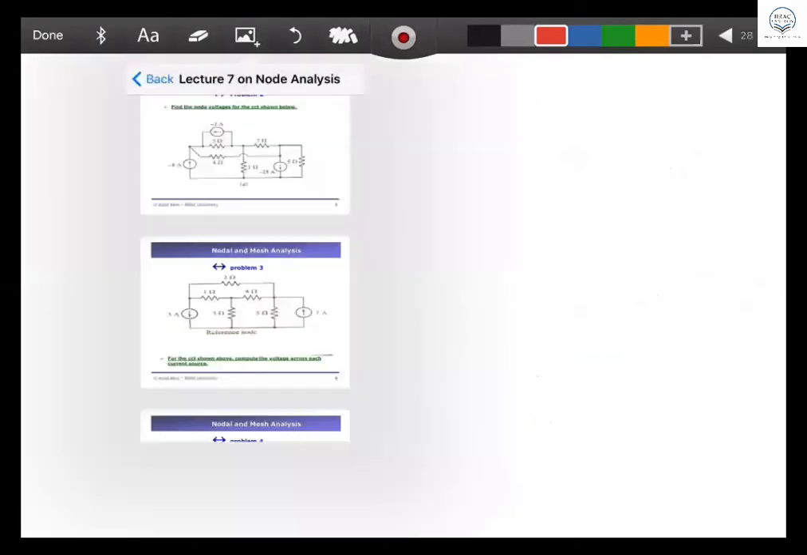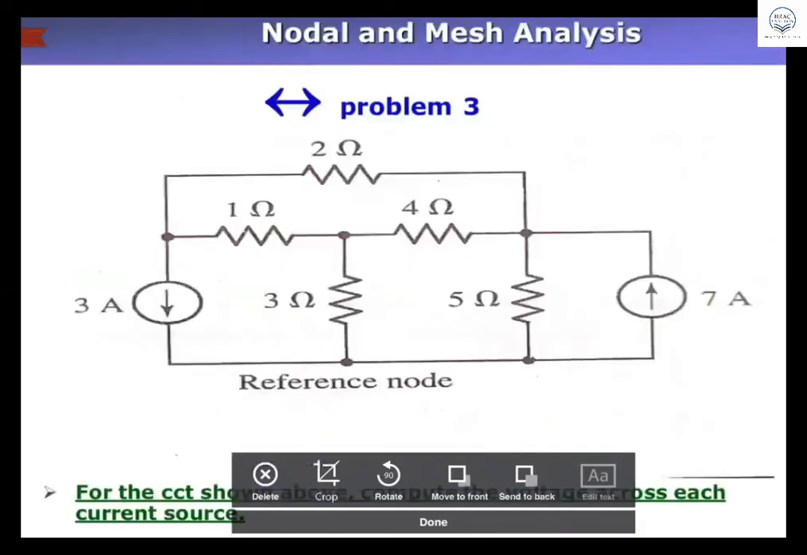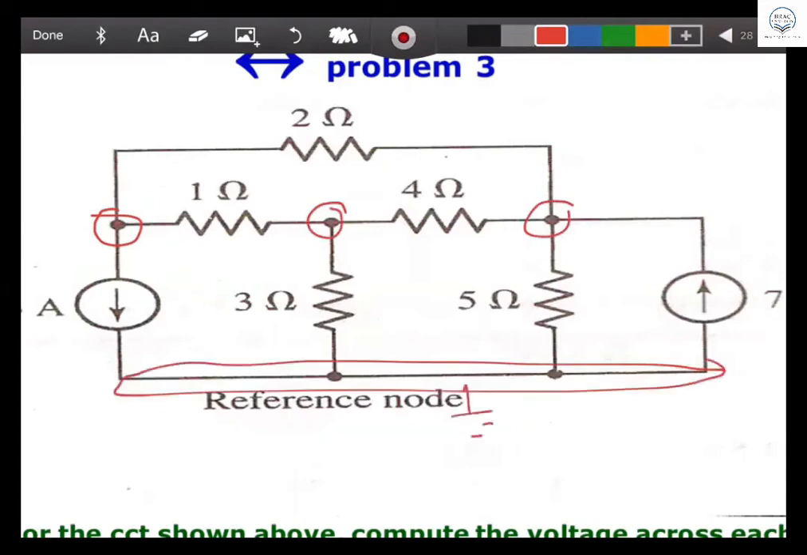Now, let us jump to this problem. Okay, here we go. I'm jumping very fast. All of you should understand it. How many nodes are here? Look. 1, 2, 3, and this is another one, 4. 4 is the ground reference node. So you have to find V1, V2, V3. Again, V1, V2, V3. I'm going fast.